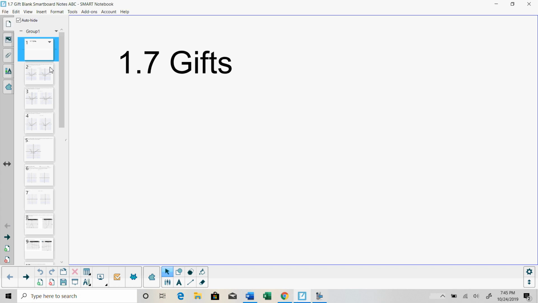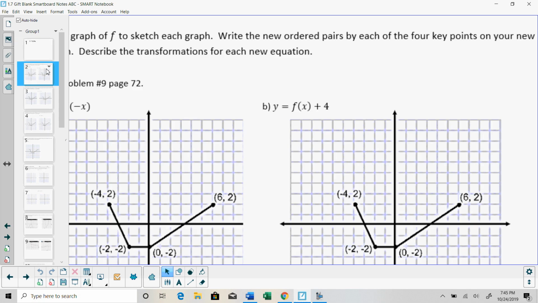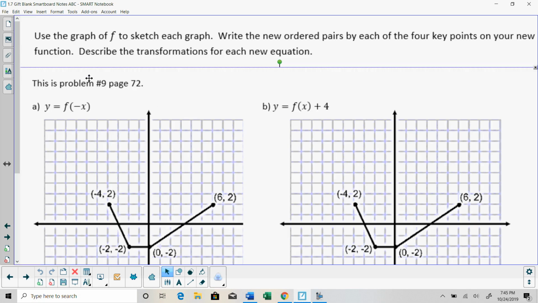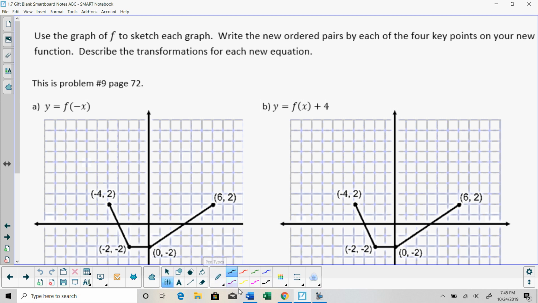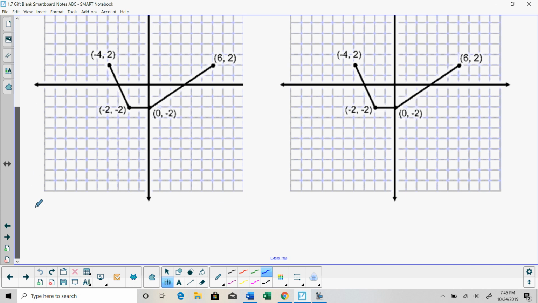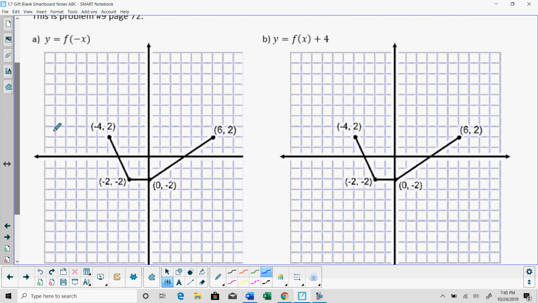All right, so first of all, let's get familiar with the first gift. The first gift, which I'm calling Gift A, is really just problem 9 on page 72, which is one of your homework problems. So I'm trying to help you out by making this problem 9 from page 72 and putting all of this on a piece of paper for you, so you don't have to use all of that graph paper. You can just use the Gift A.